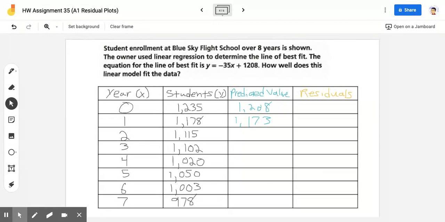I'm going to keep going, inputting different values. So I'll have negative 70 plus 1,208 is 1,138. Negative 35 times 3 plus 1,208 is 1,105. Negative 35 times 4 plus 1,208 is 1,068.